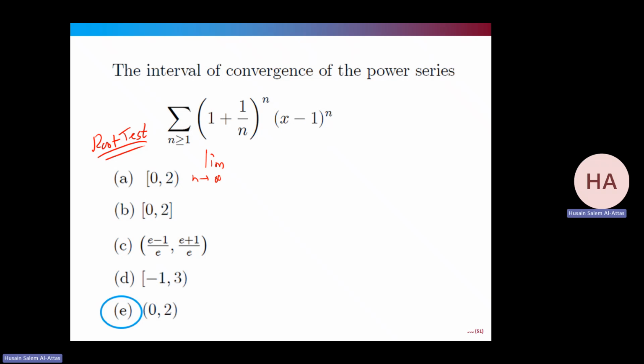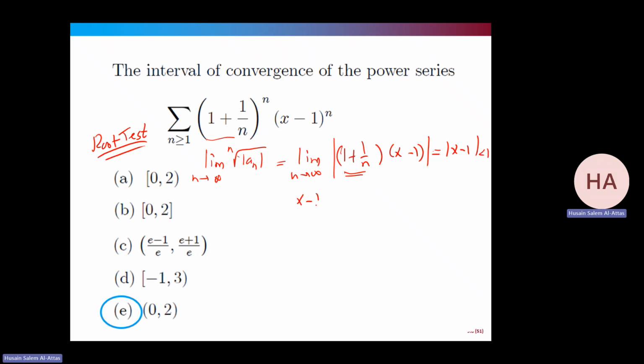Okay, I don't have that complication to find the limit. I think it will be very clear. This is e. That's okay. So I have what? The root test gives me the limit as n goes to infinity of 1 plus 1 over n times x minus 1. Okay, this limit is what? 1. So I have absolute value x minus 1 less than 1.